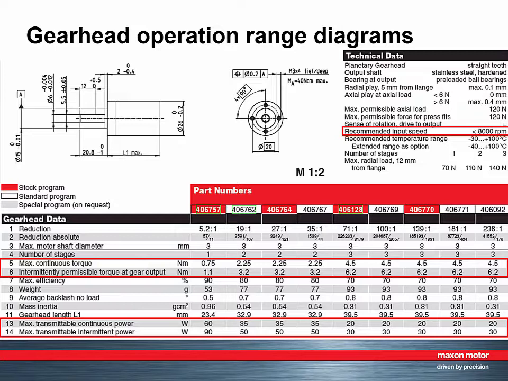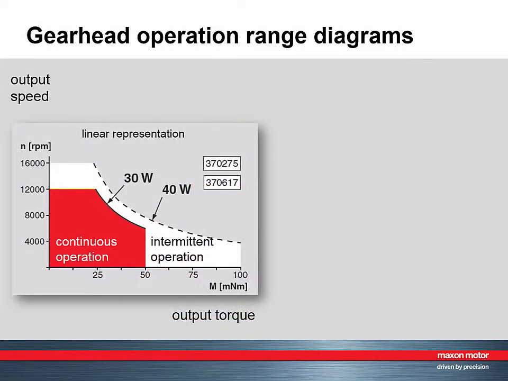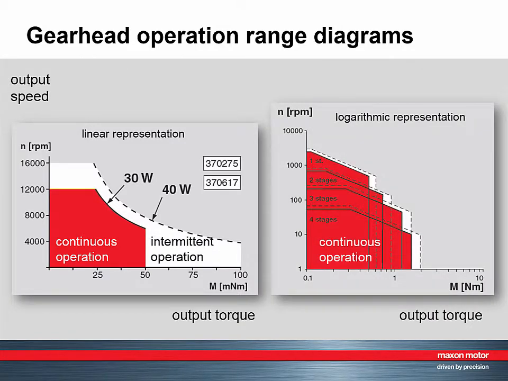Putting all this together, we can draw an operating range diagram for a gearhead. It looks similar to the one shown here. If all the reduction values of a gearhead type are to be represented, a diagram with logarithmic scales is more appropriate. That's what you find on the Maxon GPX series.